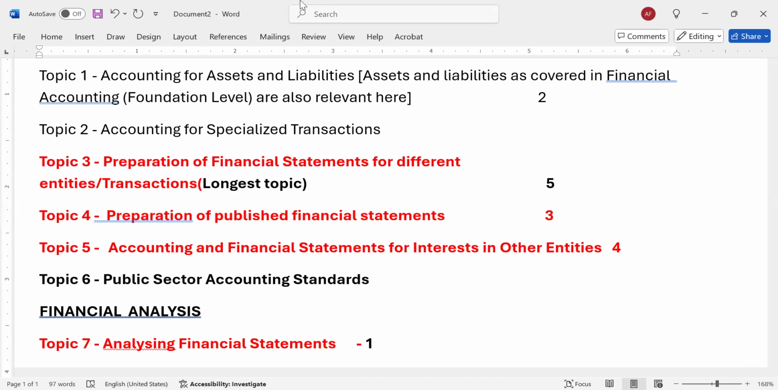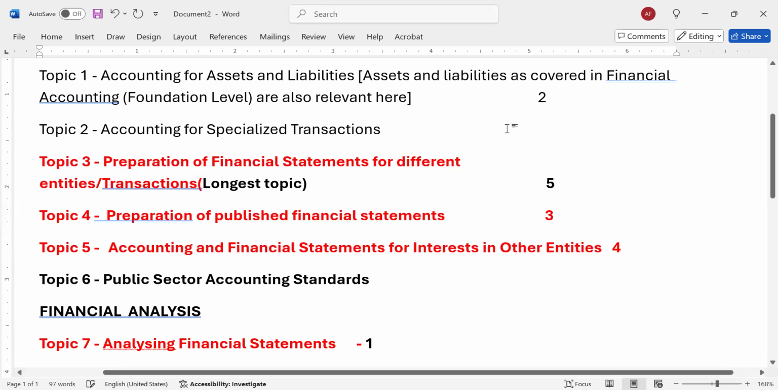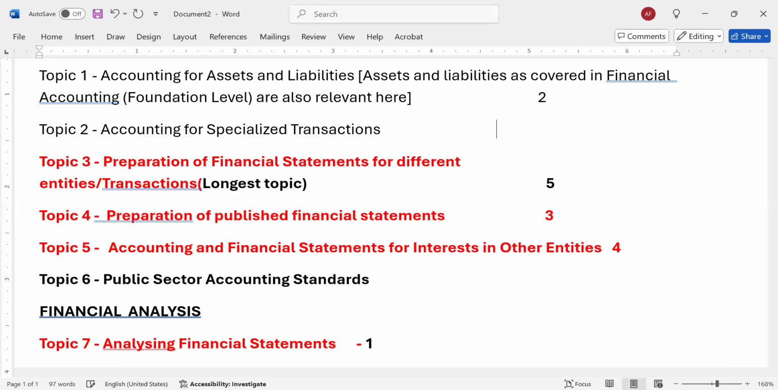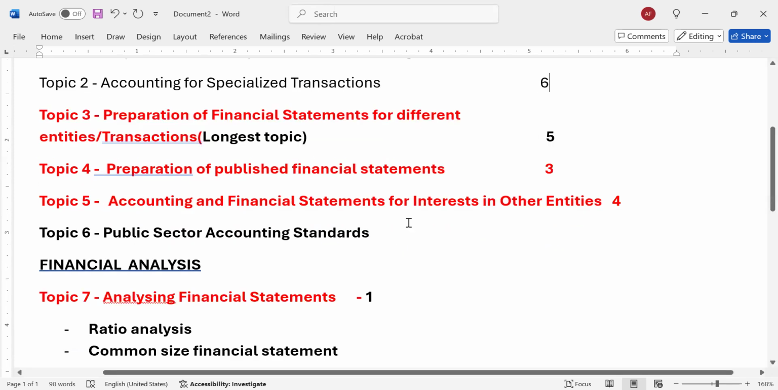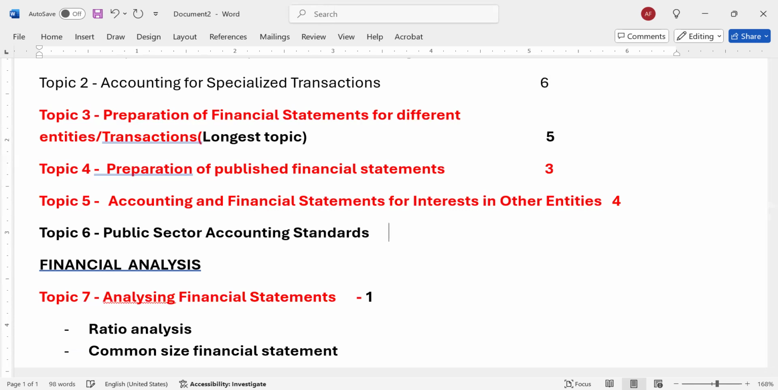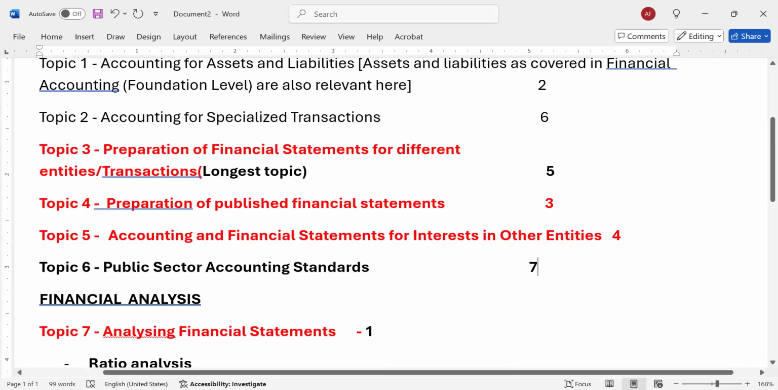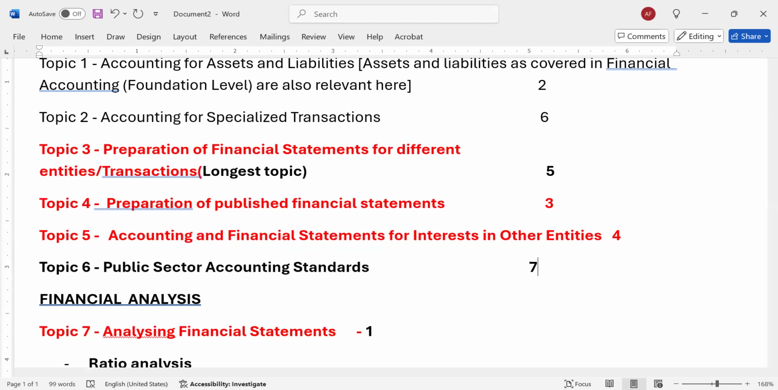After that, this area of accounting for specialized transactions, we'll always tend to look at this as our number 6. And finally, towards our revisions is when we normally cover topic number 6, to be our number 7. So this is how we are going to handle this. And I can assure you that this system will help us to clear all this and have time to do our revisions.